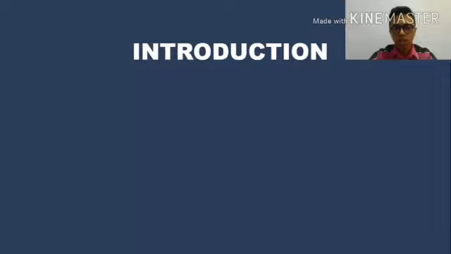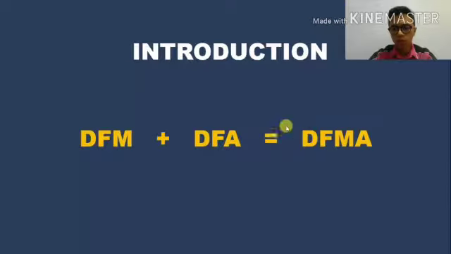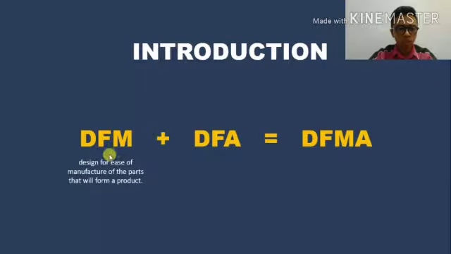For this project, I will present an introduction to DFMA, Design for Manufacturing and Assembly. DFMA is the combination of DFM, Design for Manufacturing, and DFA, Design for Assembly. DFM is the design of the manufacture of the parts that will form a product. DFA is the design of the product for ease of assembly.